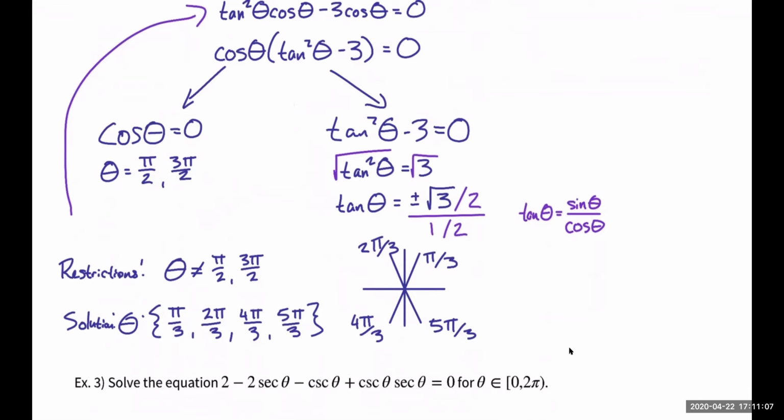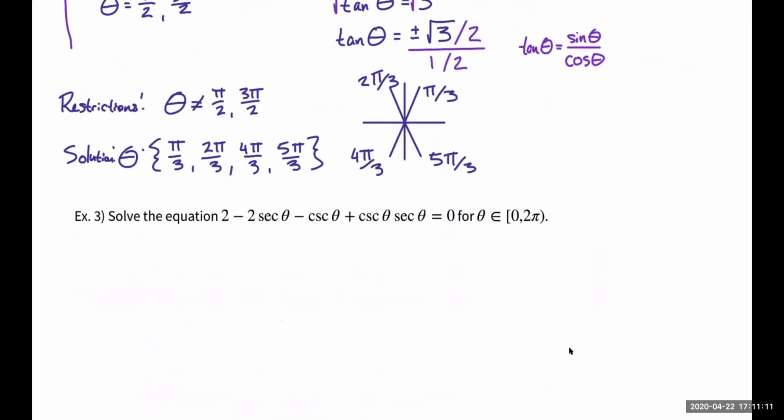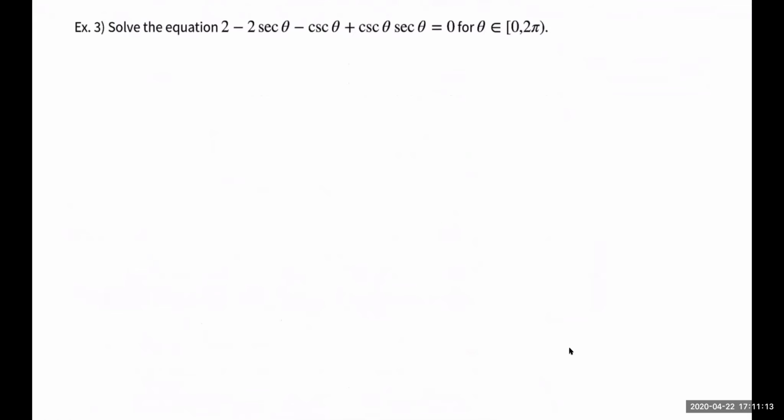All right, let's keep pushing forward. So solve this equation: 2 minus 2 secant theta minus cosecant theta plus cosecant theta secant theta equals 0. Whew! Yeah, that's a lot. All right, let's break it down into steps though.